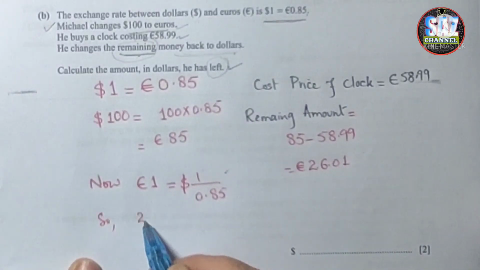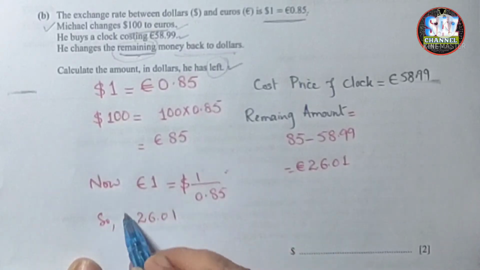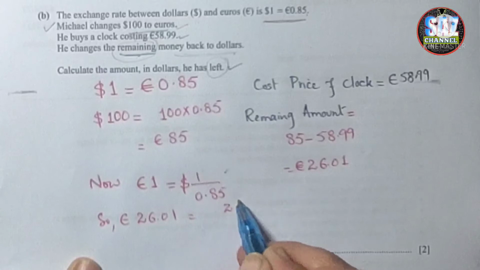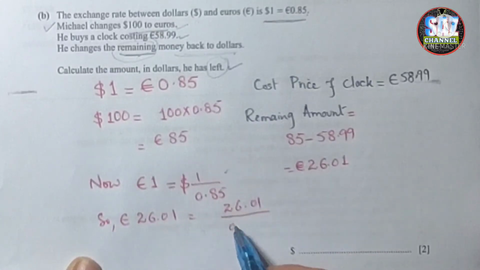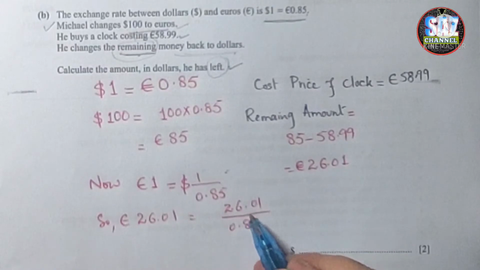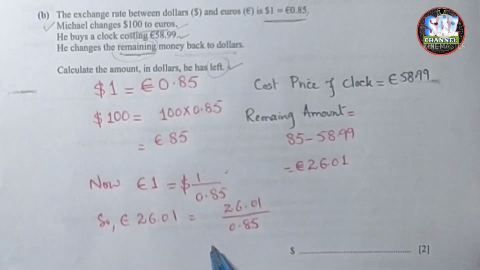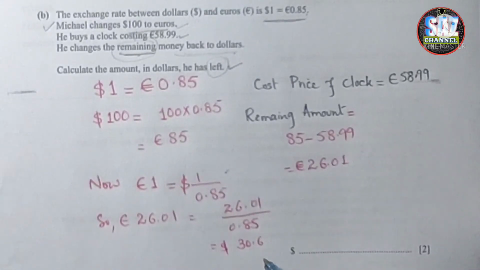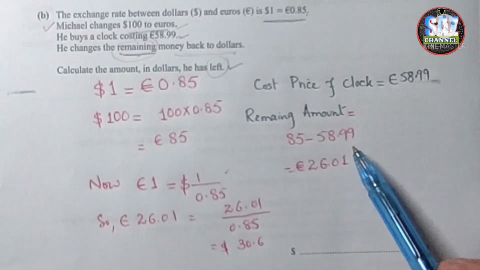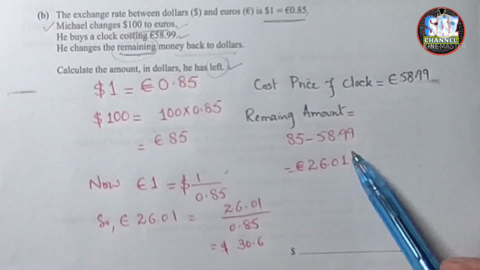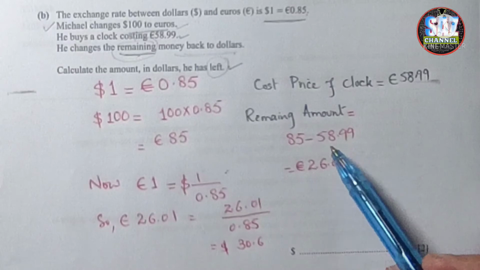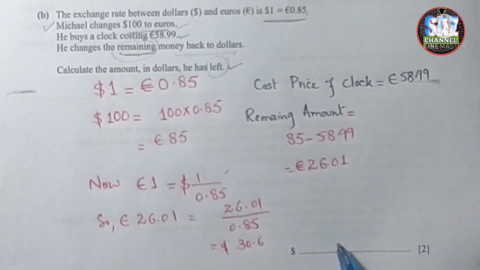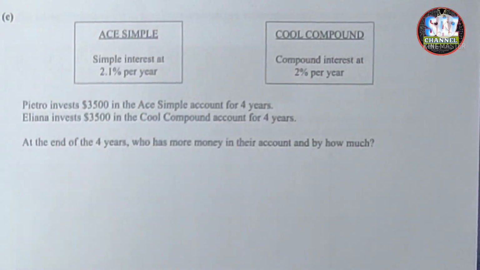So euro 26.01 will be equal to 26.01 divided by 0.85, and this gives me 30.6 dollars. So the remaining money after spending 58.99 euros is 26.01, which in equivalent dollars is 30.66. I hope these were really easy and interesting questions. And okay, let's move to the next part.